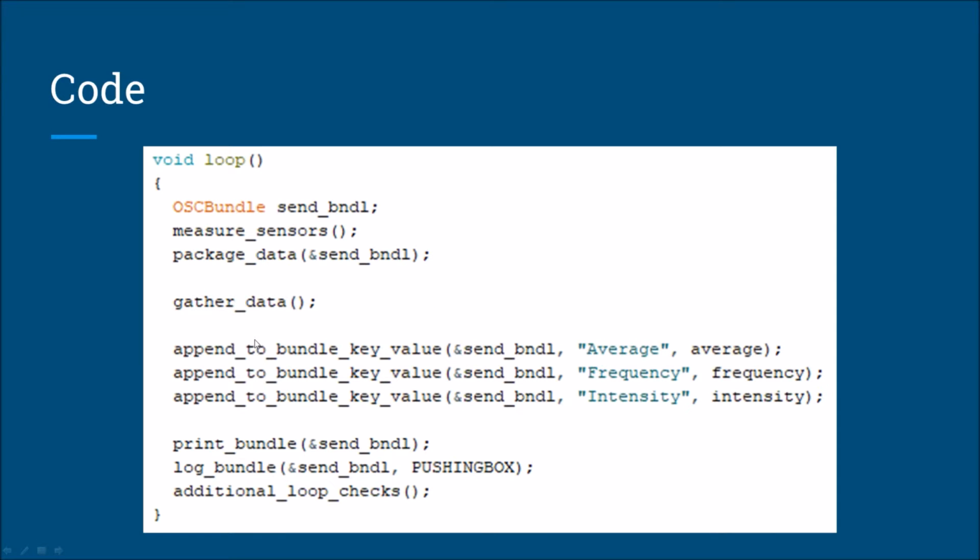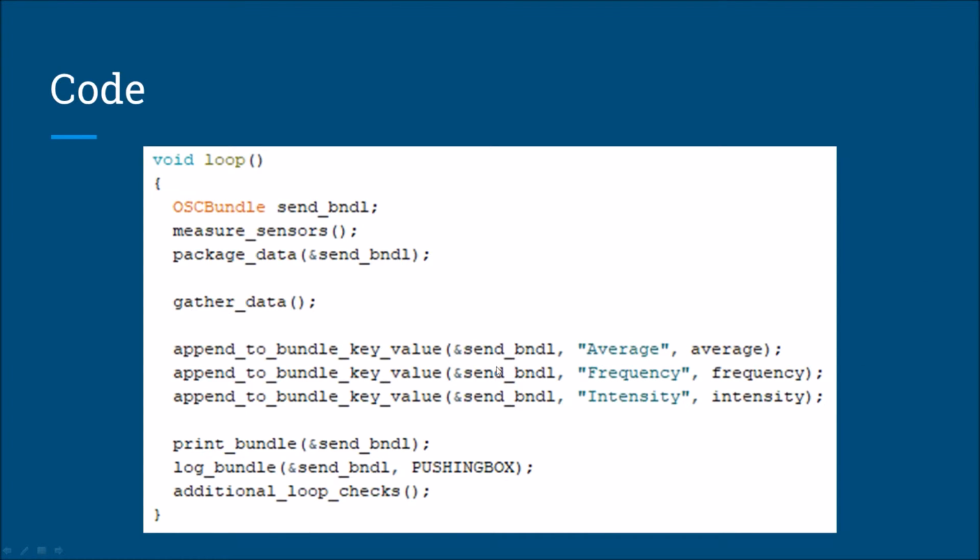So we then call our gather data function that I will be talking about in a later slide. This is where all our data collection happens, and after all our data gets collected, we append these key values to the bundle we created up above. So essentially average, frequency, intensity, those are basically the headers of the columns, and then average and frequency are the values that are attached to the header right next to it.